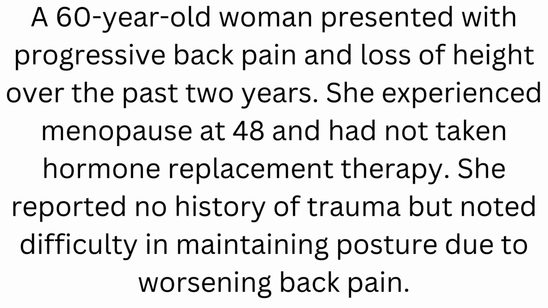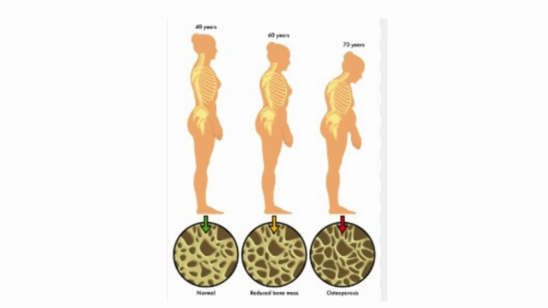Now, a clinical scenario: a 60-year-old woman presented with progressive back pain and loss of height over the past 2 years. She experienced menopause at 48 and had not taken hormone replacement therapy. She reported no history of trauma but noted difficulty in maintaining posture due to worsening back pain. As you can see, there is progressive loss of height due to osteoporosis.